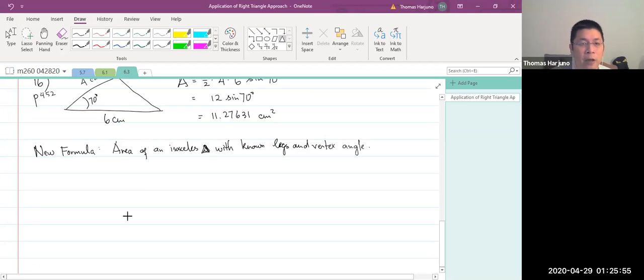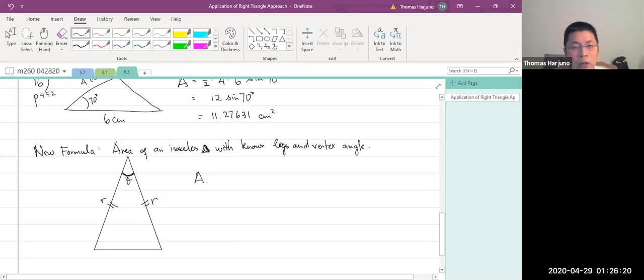So imagine I have an isosceles triangle, right? This is an isosceles triangle here. Isosceles means there are two legs that are congruent, okay? And this is what we call the vertex angle. Let's say this is R, then this is also R, and we call this theta. So the area of that triangle will be 1/2 times the product of two sides times the sine of the included angle. So that's 1/2 R squared sine theta.